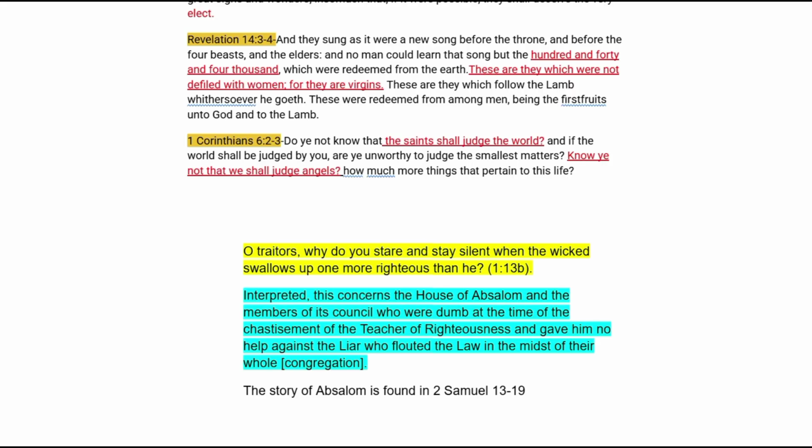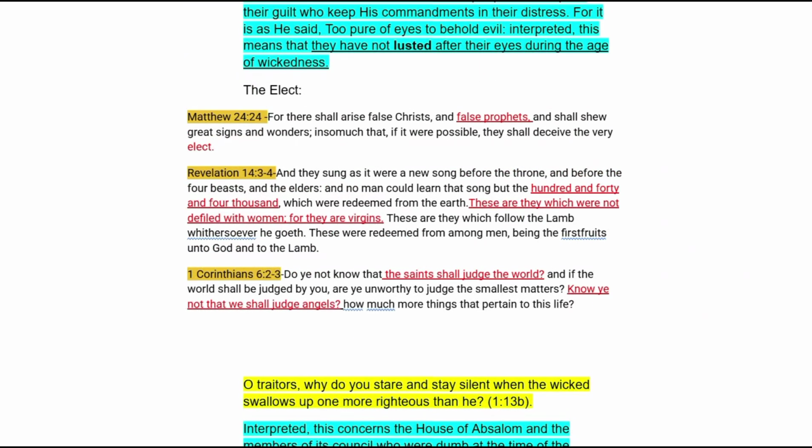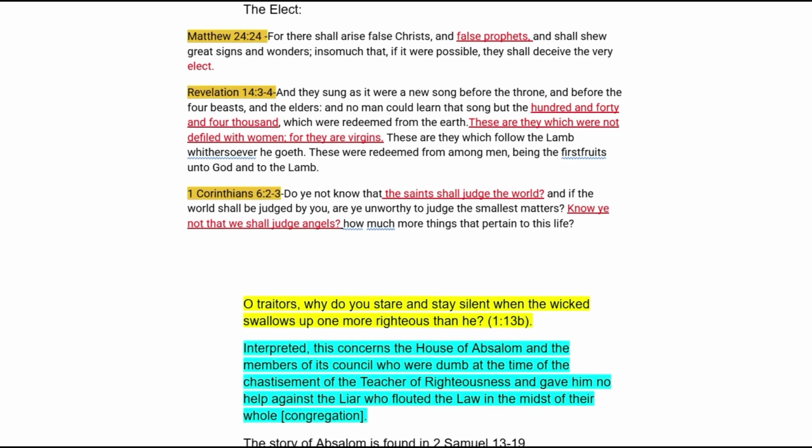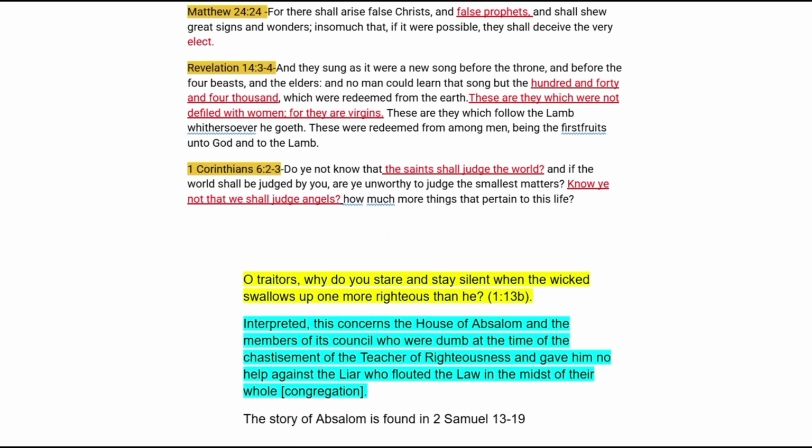So once again, we go back to the teacher of righteousness, and of course the house of Absalom. We saw a little earlier that it talked about the house of guilt, and now it's going on to the house of Absalom. I'll be completely honest, this has baffled both me and actual scholars who have been studying the Dead Sea Scrolls their whole lives. It doesn't seem like people really have any idea where this house of Absalom comes in. It seems really random.